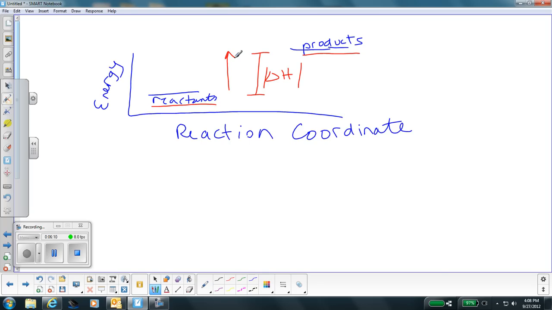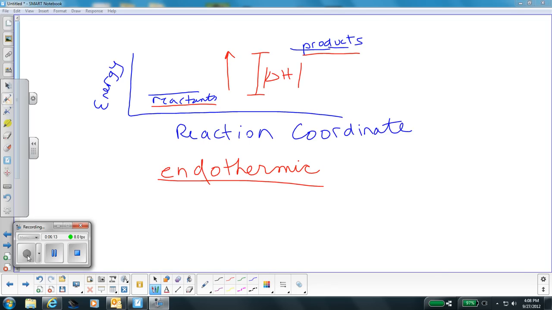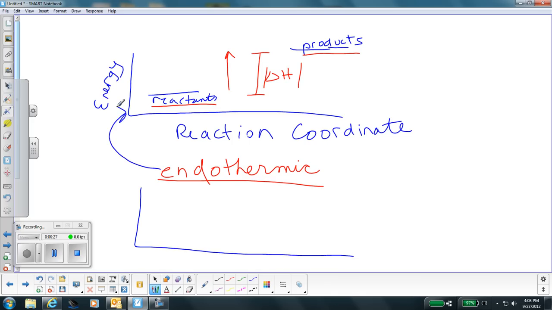Hopefully you got the right answer. This would be an endothermic reaction because heat was being absorbed. We had to add energy or heat into the reactants to get to the amount of heat that the products have. If we were to look at an exothermic reaction, we would have the opposite. The reactants would have more energy than the products.